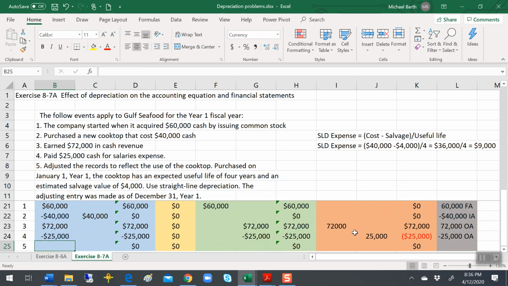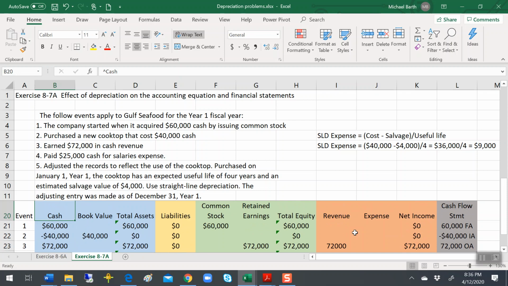And in number 5, all right, now when we bought the cooktop back here, that's when the cash flow occurred. So there is no impact on cash for event number 5.